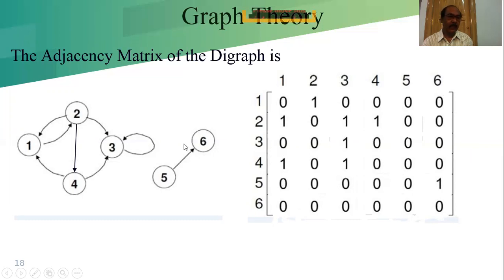5 to 6 is there. 4 to 1 and 4 to 3. All other elements are 0.